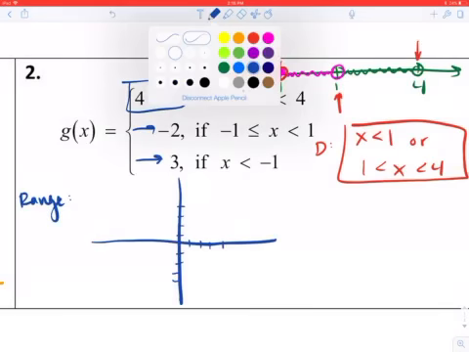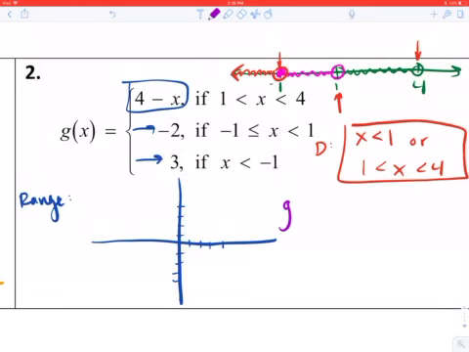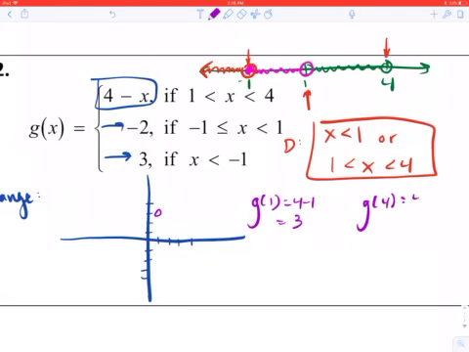Okay, so let's figure out g of 1 and let's figure out g of 4. Even though those won't be closed circles when I plot them, they'll be open circles, and I can connect everything in between with a straight line. So g of 1 would be 4 minus 1 or 3. So at 1 it'll be at 3. And then for 4, it'd be 4 minus 4 or 0, and it'll be right here. So I've got a straight line like this.